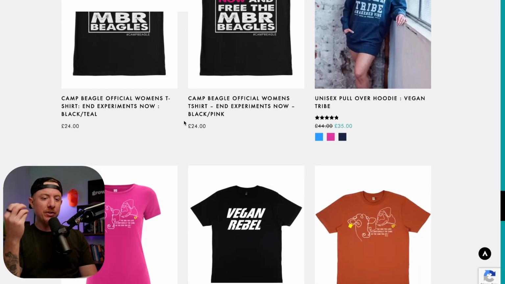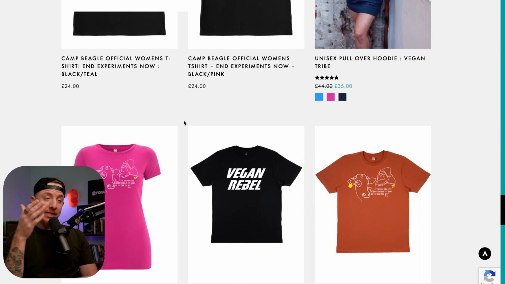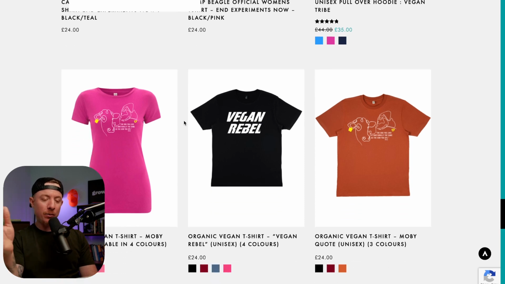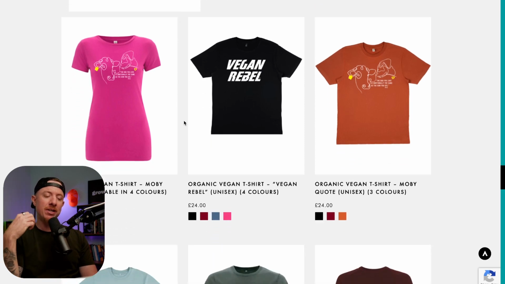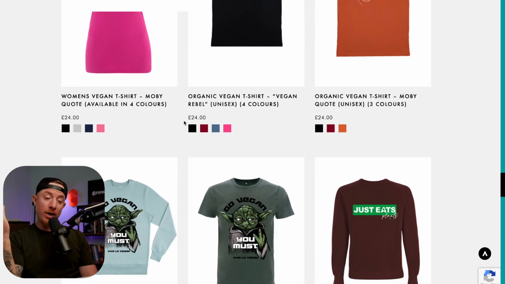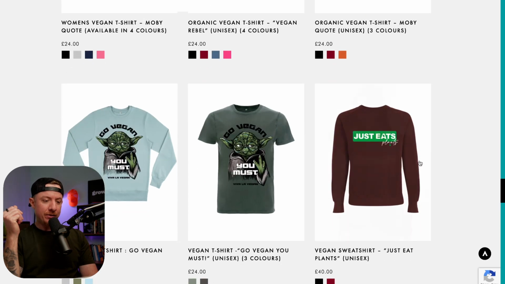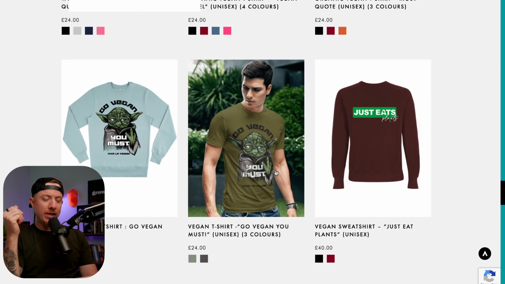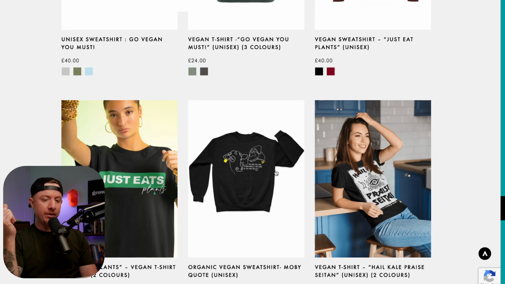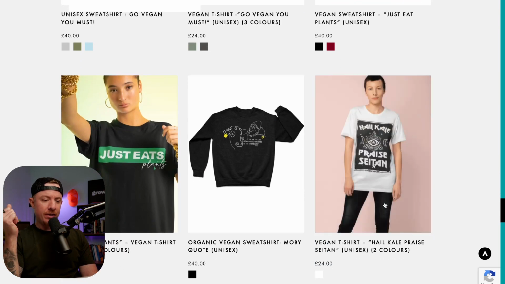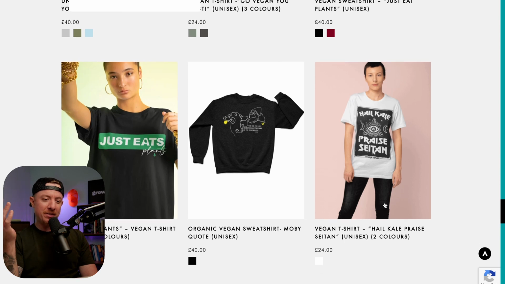They're designing clothes that, if I see someone wearing this shirt out in public, I know who that person is on a deeper level just by seeing what they're wearing. And these statement t-shirts really sell well. Just Eats, Go Vegan, You Must, a little reference to Star Wars here. Hail Kale, Praise Seitan. I don't know what Seitan is, but I'm guessing if you're a vegan, you're going to know what this means.